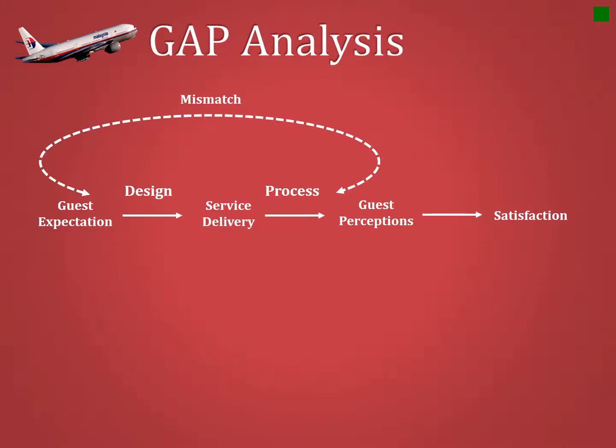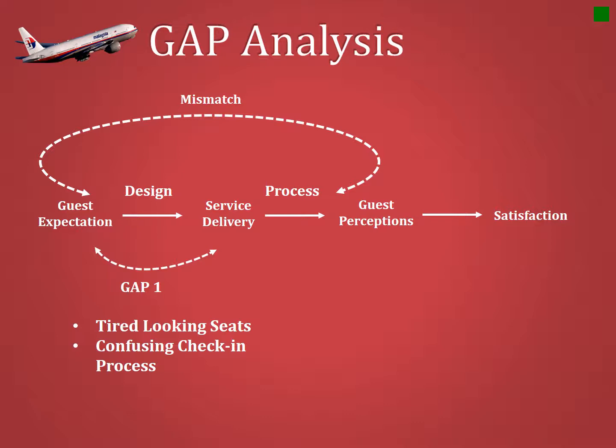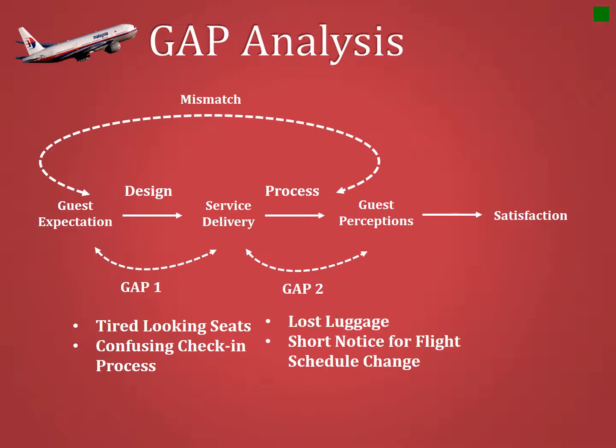On the basis of the ServQual model, we then adapted gap analysis to locate the issues. Tired-looking seats and the confusing check-in process belong to the design gap, which is gap 1. It's the breach between guest expectation and the service delivery. As for the luggage and flight schedule communication issues, they are the concerns between service delivery and the guest perceptions. That is the gap for service process, gap 2.